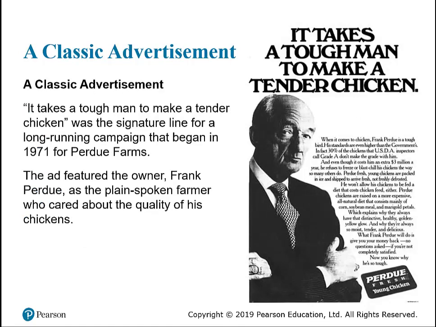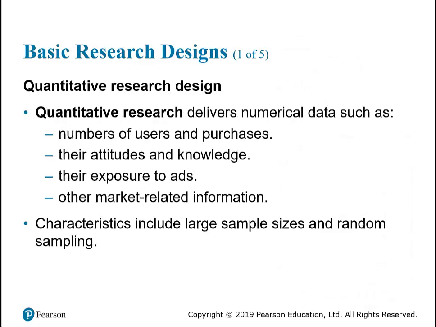A classic advertisement: "Takes a tough man to make a tender chicken" was the signature line for a long-running campaign that began in 1971 for Purdue Farms. The ad features the owner, Frank Purdue, as a plain-spoken farmer who cared about the quality of his chickens.